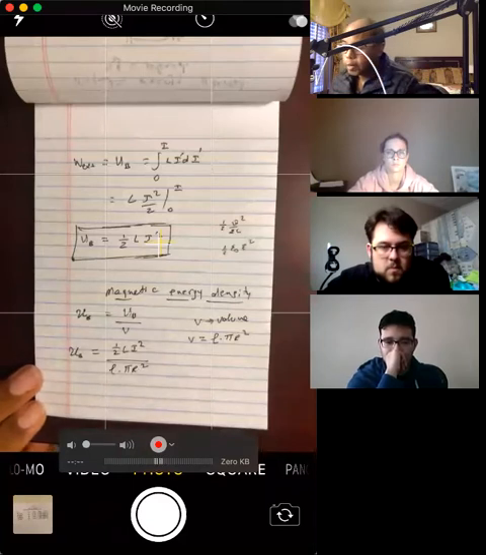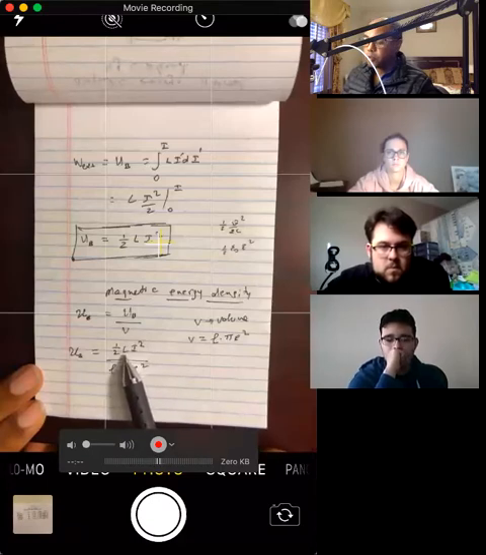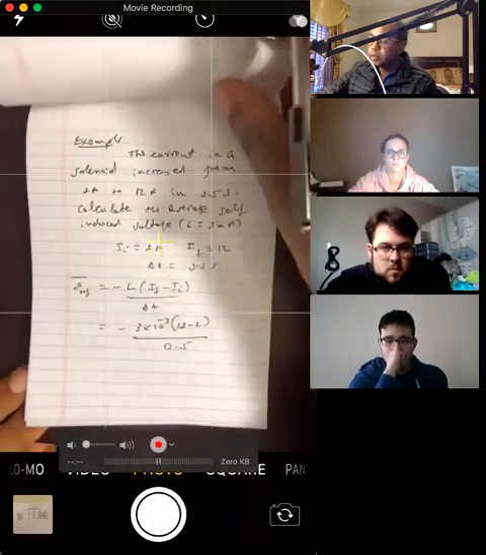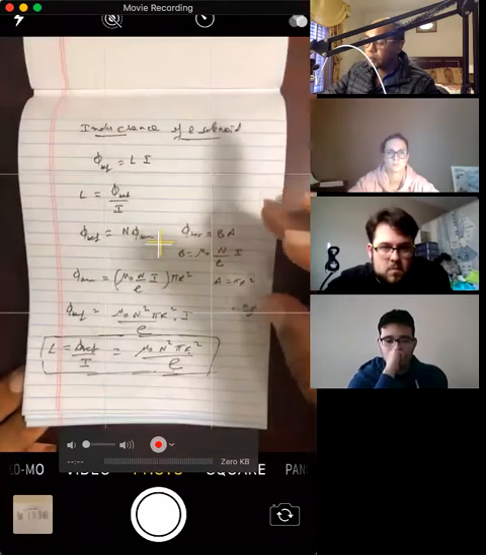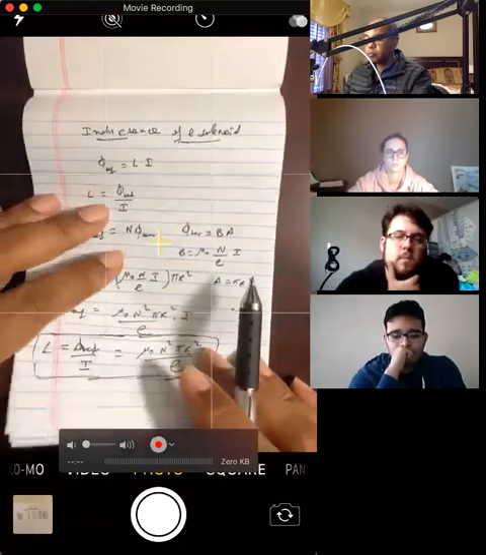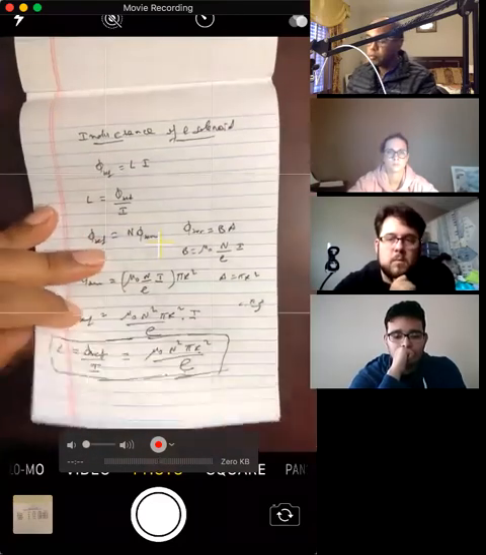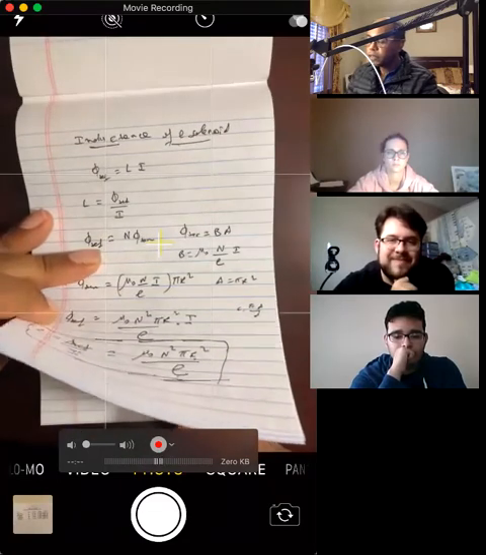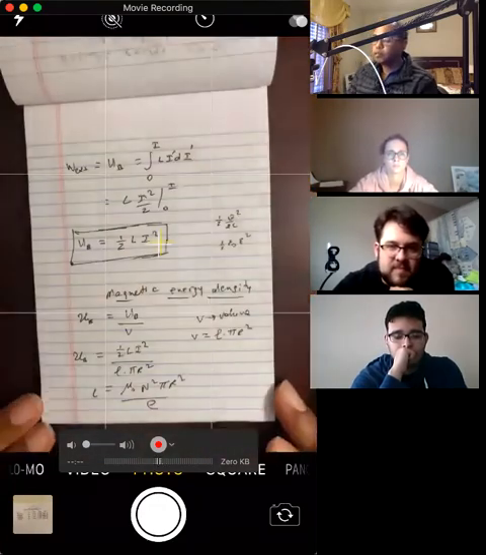Now we're just going to substitute I in terms of the magnetic field. We also have an expression for L for a solenoid. Let me rewrite it. This is the inductance of a solenoid, remember that? L is mu naught n squared pi r squared divided by l, okay? So this is the inductance of a solenoid.